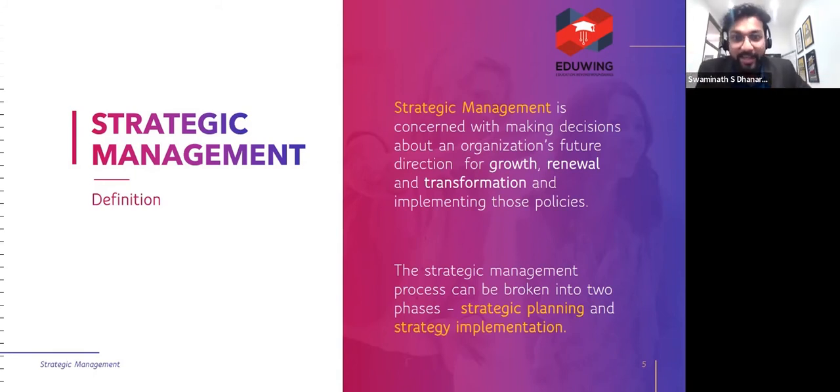The second main point: the strategic management process can be broken into two phases. Then only it can be called strategic management. Two phases. One is strategic planning and the second one is strategy implementation. We should plan something, everything we need to plan. In terms of strategic management, when we are planning strategically, it is called strategic planning. And the second phase is strategy implementation.